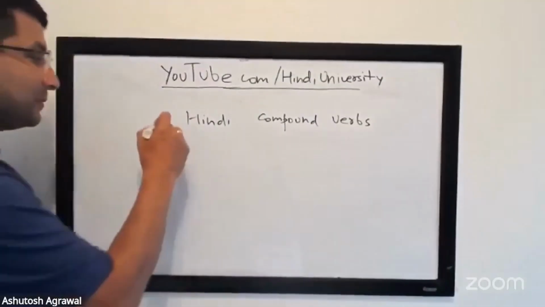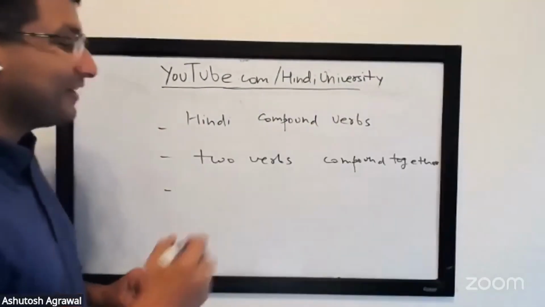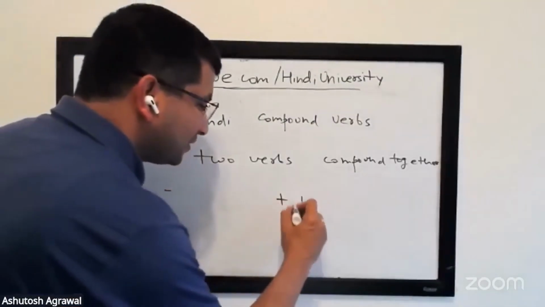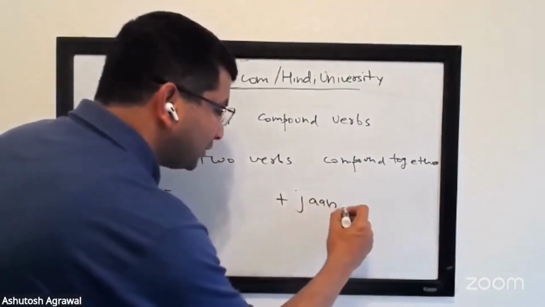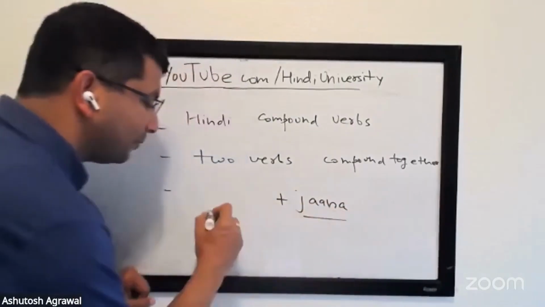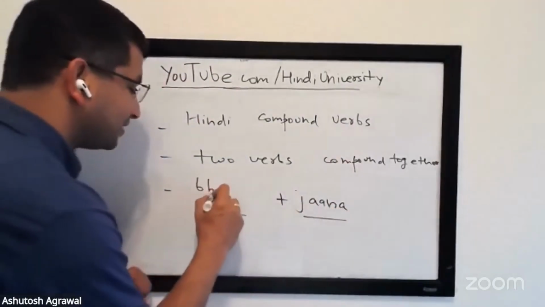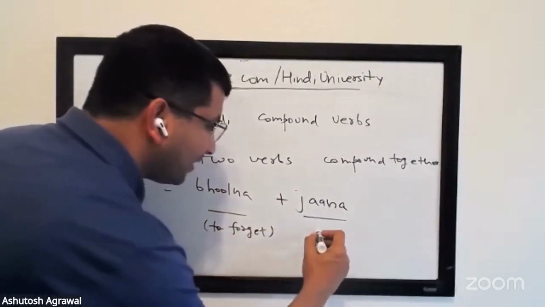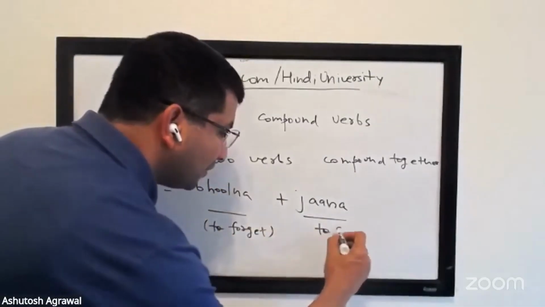Two verbs compound together. Very good, right? So jana, very good, right? So what you're saying is two verbs combined together. So jana is used with something else. Let's say, so what is the bhulna? And jana in itself is to go.